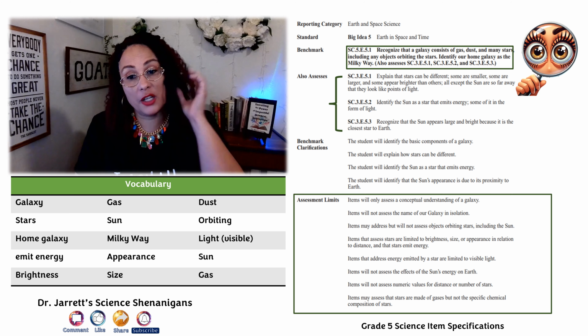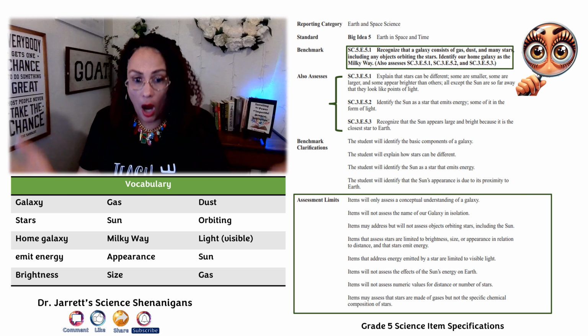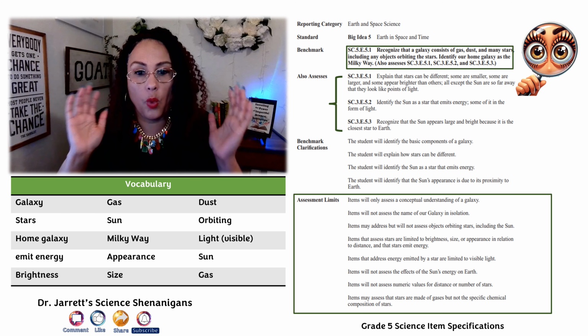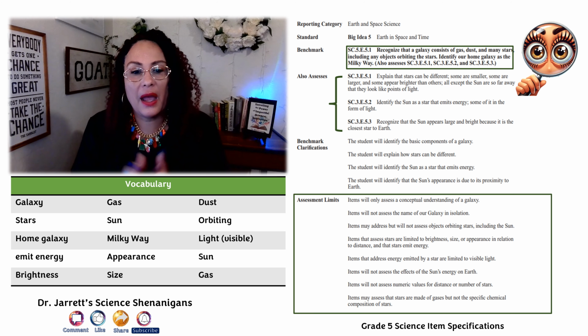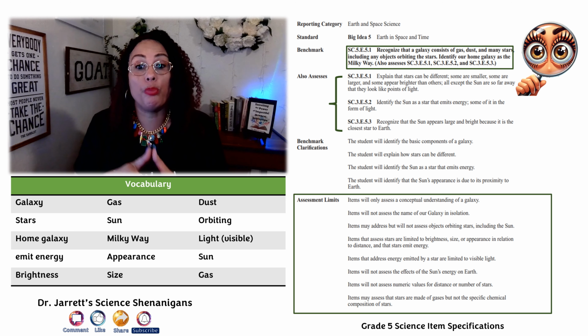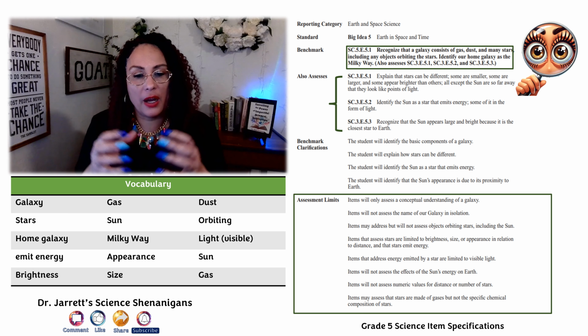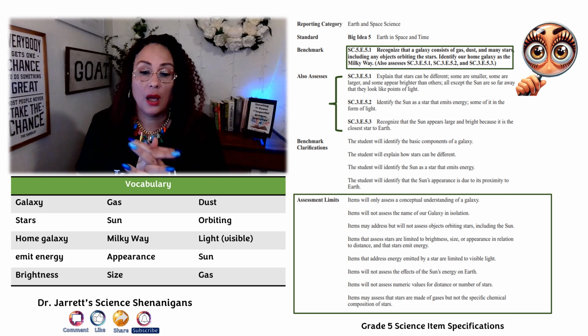Also, recognizing the sun appears large and bright because it's closest to the earth. So our star, which is the sun, looks humongous. Why? Because it's so close to earth. So you'll definitely want to have the students explore some way where they look at other stars and look at how big they are compared to earth, because our star is definitely smaller than some of the other stars out in the universe.